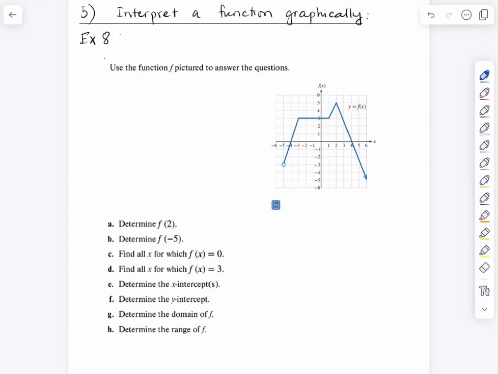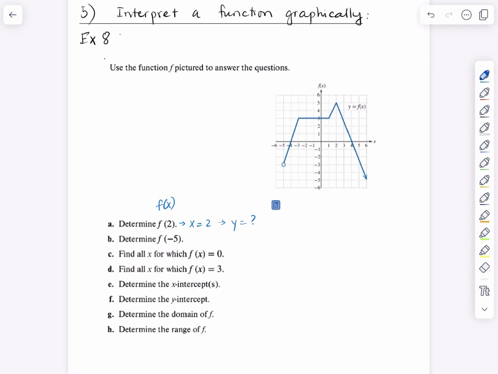In this video, we are going to learn how to interpret a function graphically. So here, given the graph of a function, the first question is determine f of 2. We learned that f of x is the function notation. Whatever's in the parentheses, that should be x. So what it's saying here is that x is 2. Then what is the corresponding y value? Remember, y is the same as f of x.